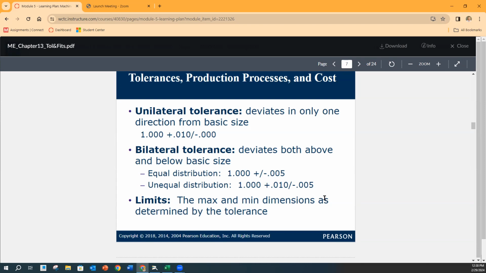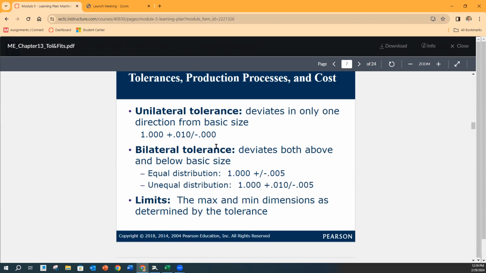Now limits. Limits are going to be the identification of the actual min and max dimension as determined by our tolerance. So if we go to this very first one here, the limits are going to be 1.010 as its max and 1.000 as its min.